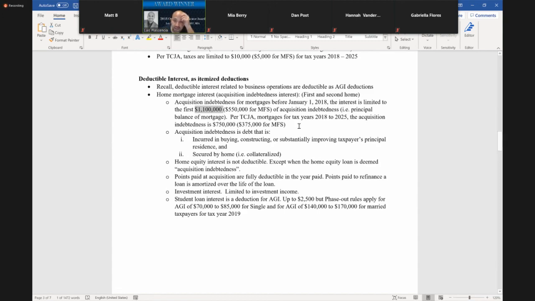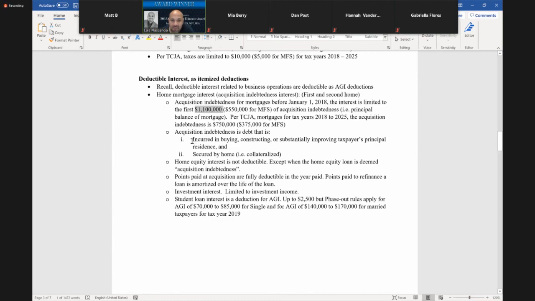As far as the Tax Cuts and Jobs Act, that floor went down on new acquisition indebtedness to 750,000, 370,000 for married filing separate. So what is considered acquisition indebtedness? Acquisition indebtedness is debt that is incurred in buying, constructing, or substantially improving the taxpayer's principal residence and secured by the home. It's incurred in buying, constructing, or substantially improving the taxpayer's principal residence.